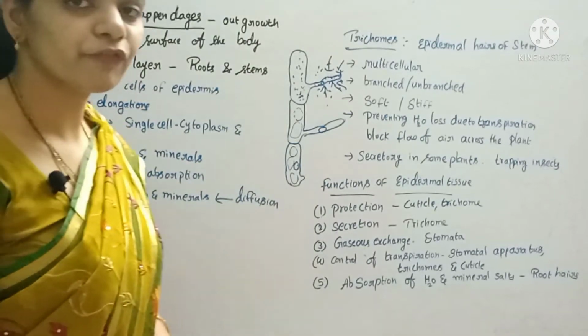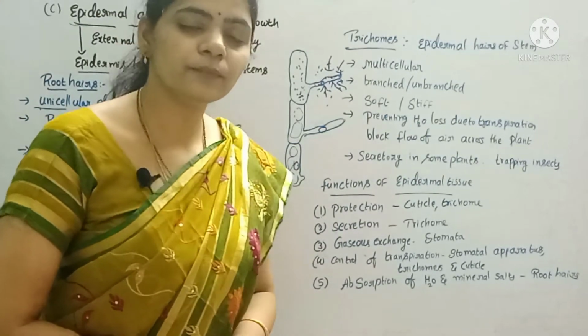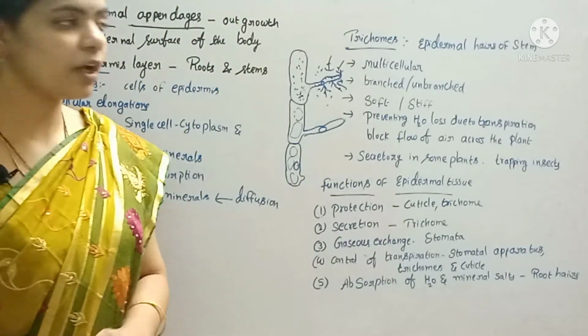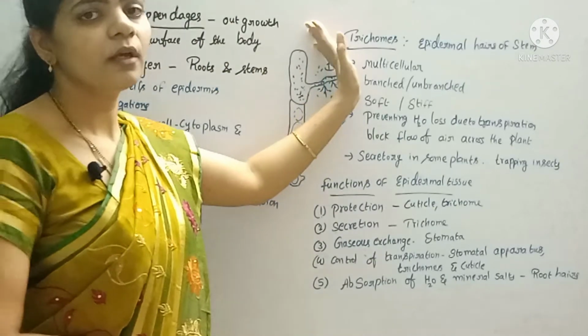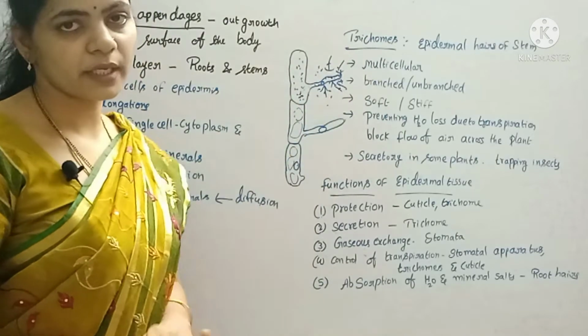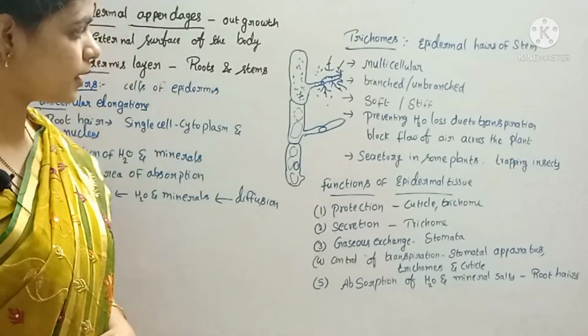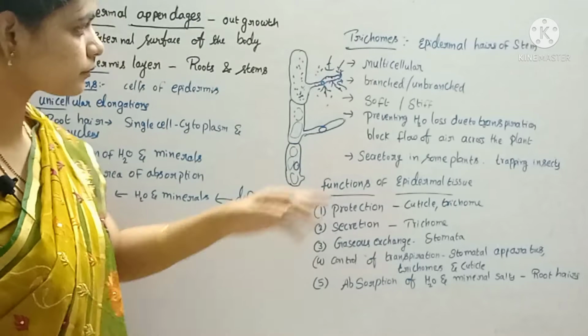And what is the meaning of diffusion? Diffusion is the movement of molecules from the region of higher concentration to the region of lower concentration, along the concentration gradient. That is called diffusion.